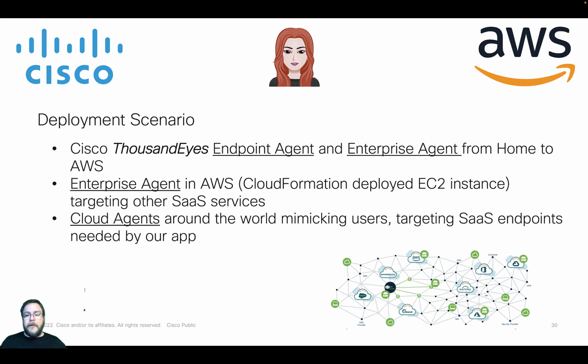Also, we would deploy an enterprise agent from her home as potentially a Linux virtual machine or even one of those Raspberry Pis to make measurements from her home out to the AWS region where her normal work environment is. Secondly, we'll deploy an enterprise agent in AWS as a CloudFormation deployed EC2 instance targeting other SaaS services that she uses. And then third and finally, cloud agents deployed around the world to represent her user traffic targeting the SaaS endpoints needed by her app.